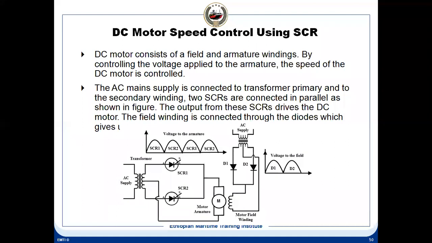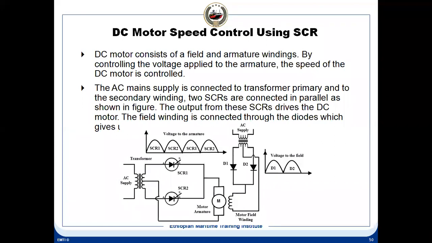How do you reverse the direction of a DC motor? Either you change the armature supply or you change the field supply. You cannot change both. If you change both, it will run in the same direction. So you can only change one: armature or field. So a DC motor consists of a field and armature winding.